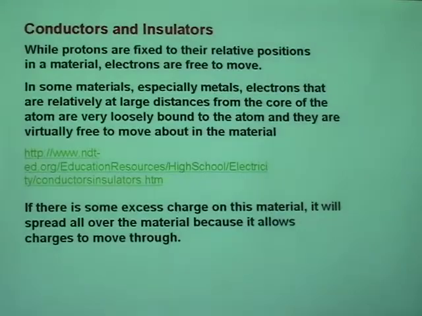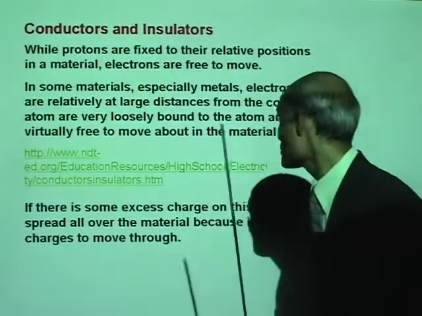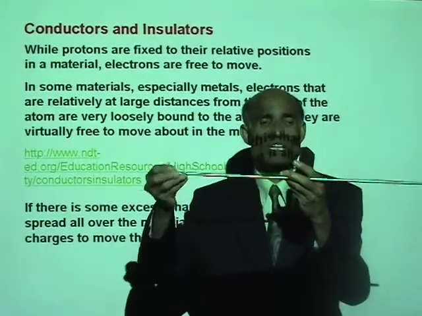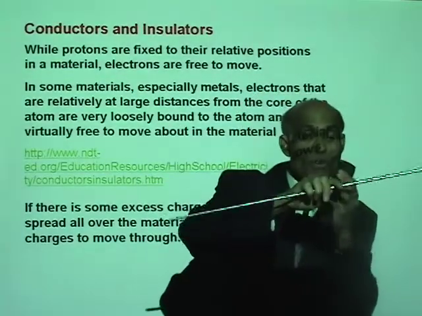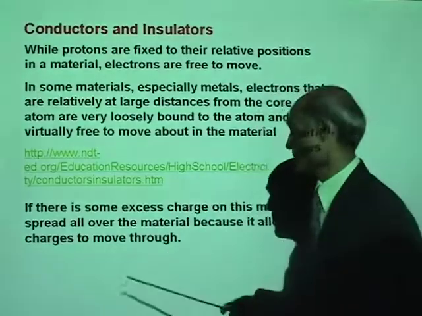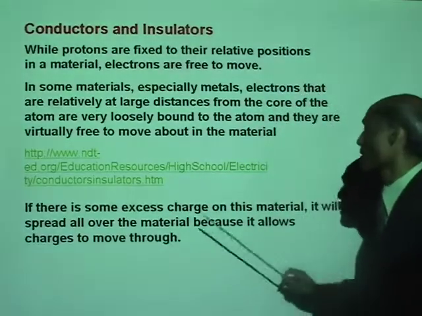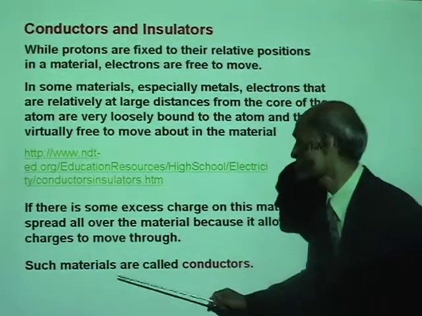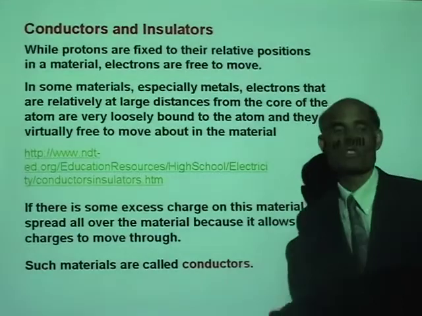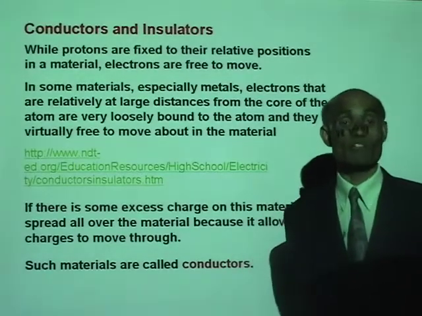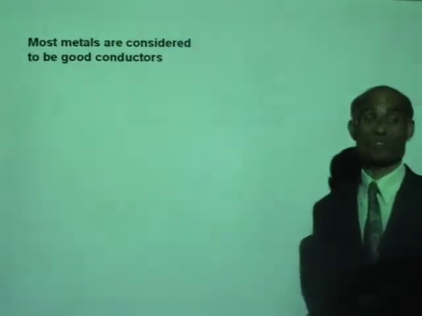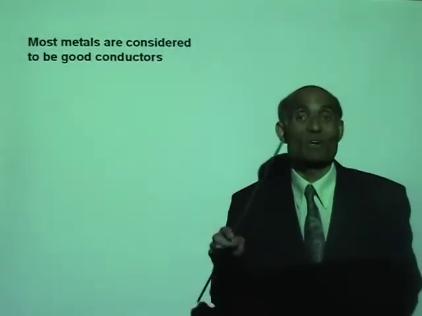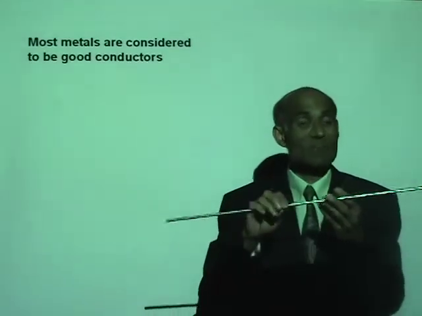Now, if I place some excess charge on this conductor, that excess charge will move along the conductor, will move over the material because it allows charges to move through it. And such materials are called conductors, good conductors of electricity or electric charges. Now, most metals are considered to be good conductors because all metals have these characteristics.